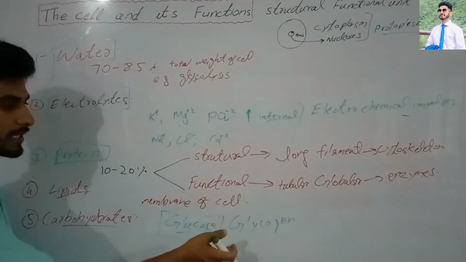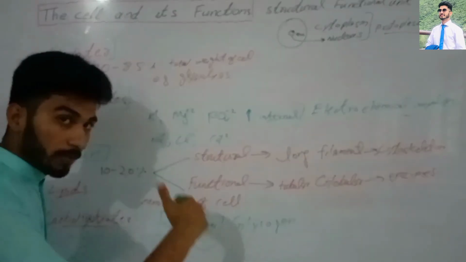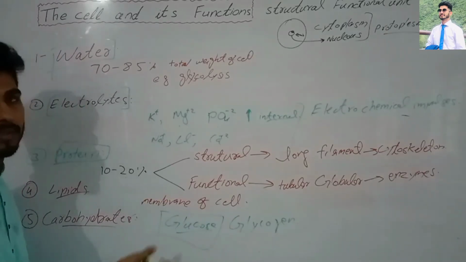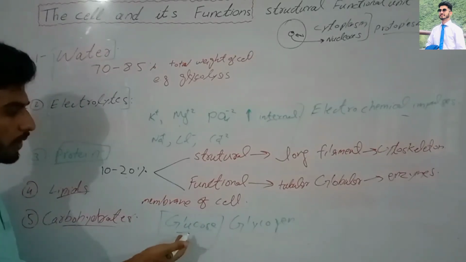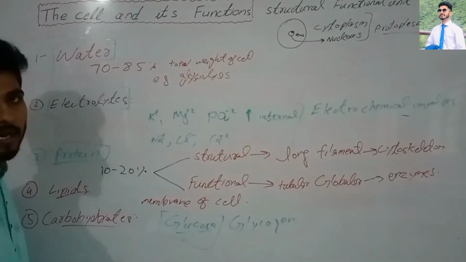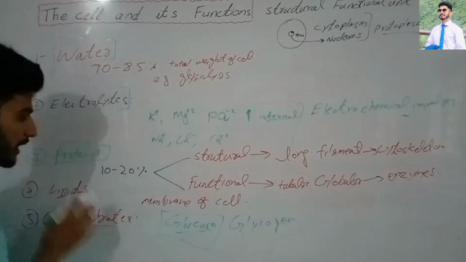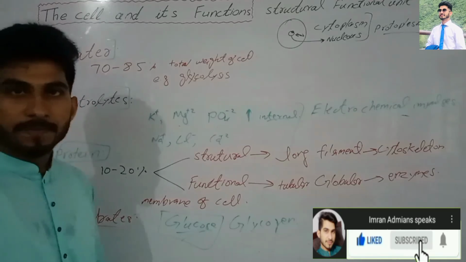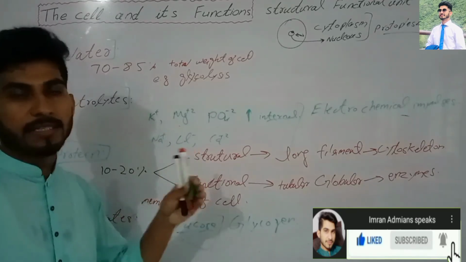When there is need of energy, glycogen depolymerizes into glucose, and glucose upon glycolysis provides energy to the cell. The end product of glycolysis is ATP. In this way, carbohydrate provides energy to the cell. Now we will discuss the structural organization of the cell.